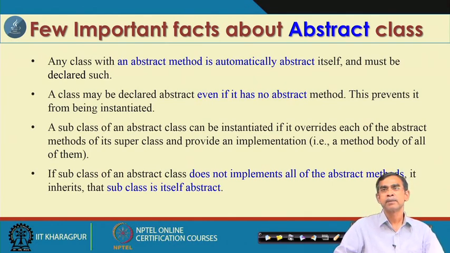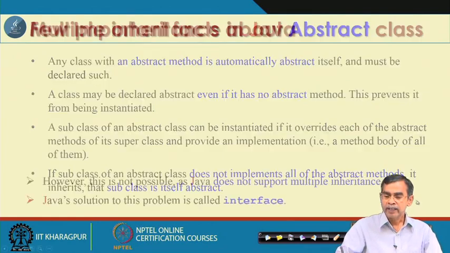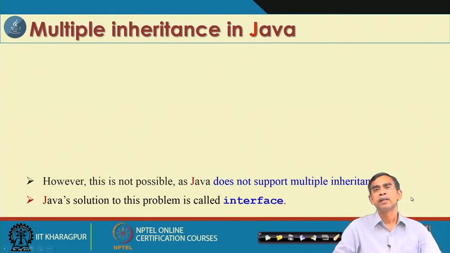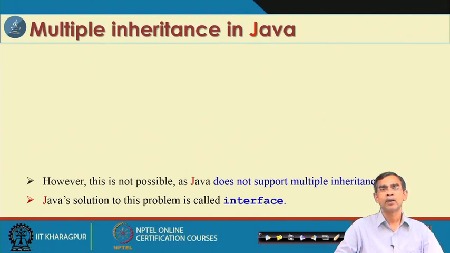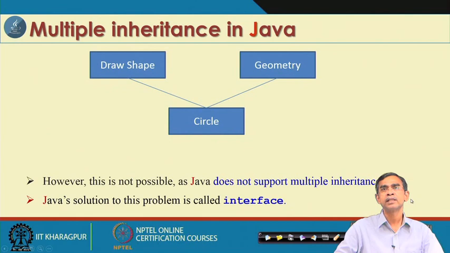So, these are the few properties of the abstract class. Anyway, now let us see about the concept, that is, multiple inheritance is our objective. Then how is multiple inheritance possible? The concept of multiple inheritance is like this.